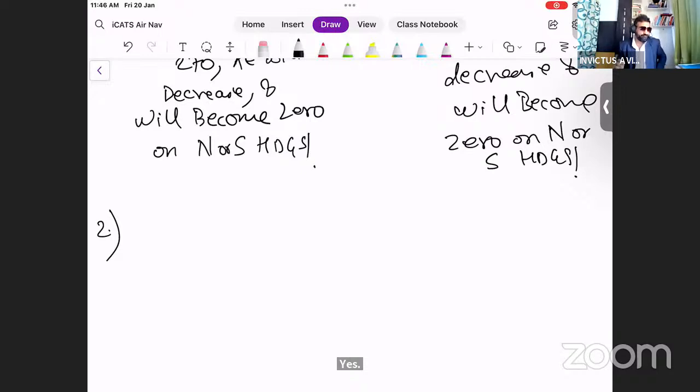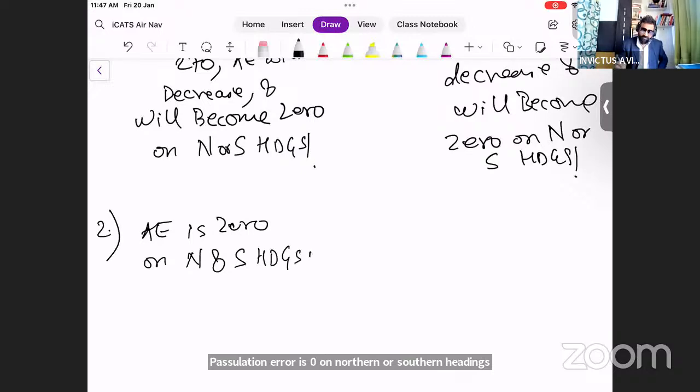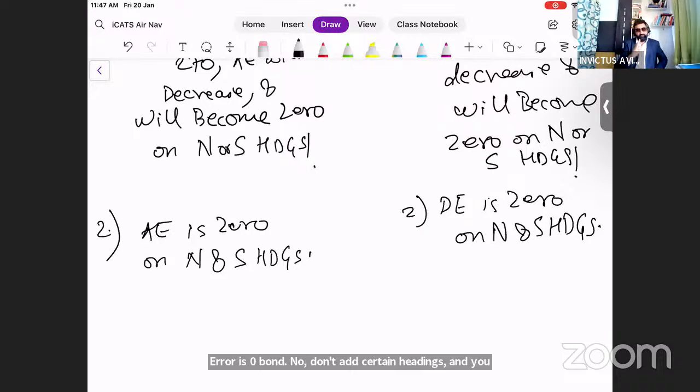Second point you will write, acceleration error is 0 on northern or southern headings. And same point for deceleration error also. Deceleration error is 0 on northern and southern headings. And you can see it increases as your heading increases easterly or westerly and will become maximum at 090 or 270.